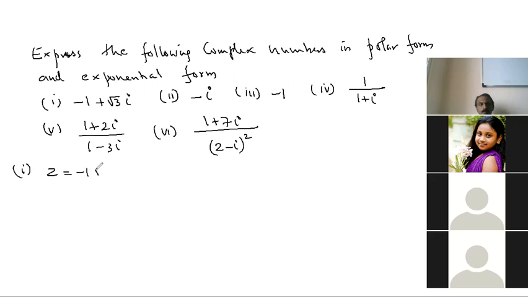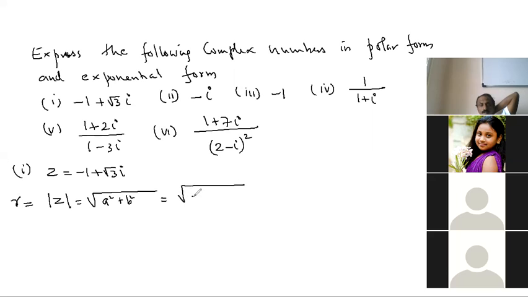Z is minus 1 plus root 3i. Now calculate the modulus. What is the notation for modulus? R. Root of a square plus b square. Initially, we'll write all the formula. Later on, we'll not write all this formula. Root 10 is fine.